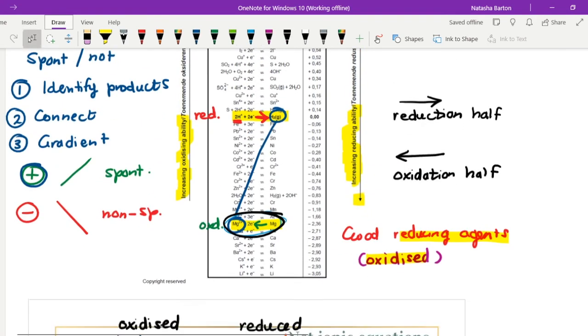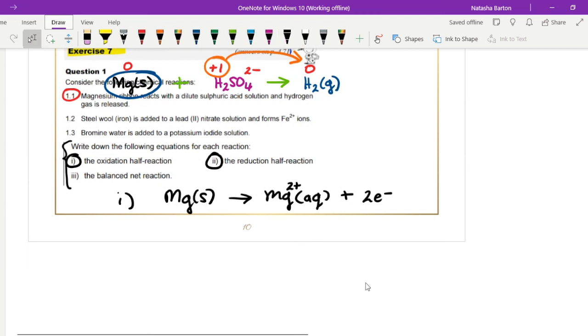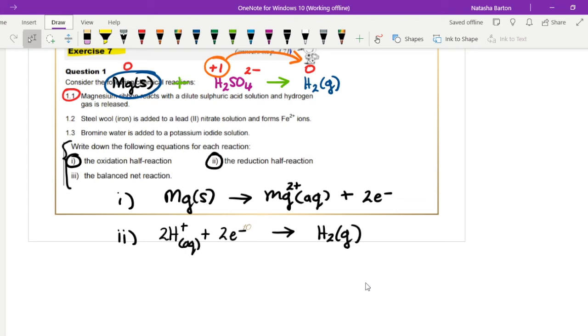Then we write down the reduction half reaction to answer question number 2. So for the reduction half reaction, we have that the two H pluses are going to gain 2 electrons, and then they're going to form hydrogen gas. Please do indicate the phases of the different substances. So we're done with that, and notice that I obtained this over here all from my table of standard reduction potentials. Question number 3 says we need to write out the balanced net reaction.